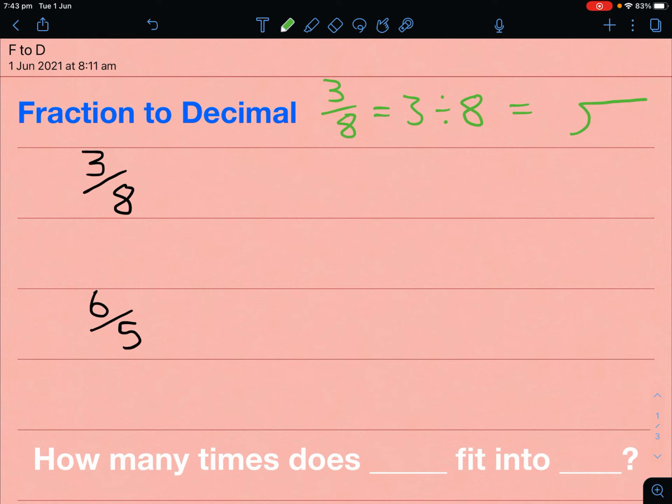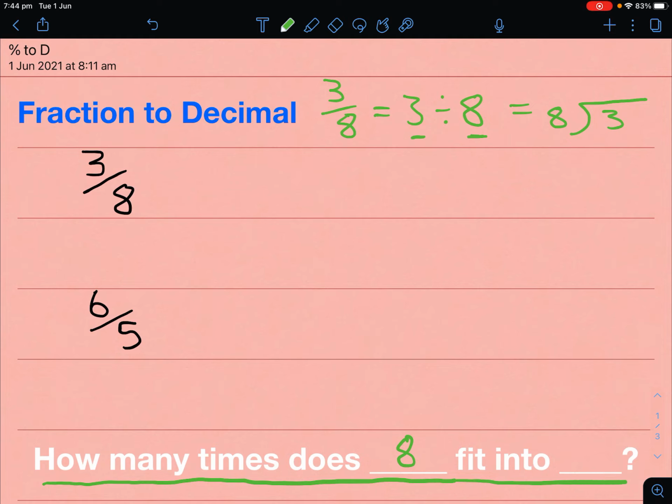And to do it like this, the first number in our division goes on the inside, and the second number of our division goes on the outside. And the way that we generate the answer then is by asking this question. How many times does our outside number, 8, fit into the inside number, which in this case is 3?